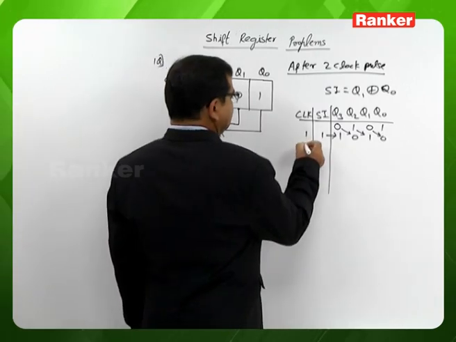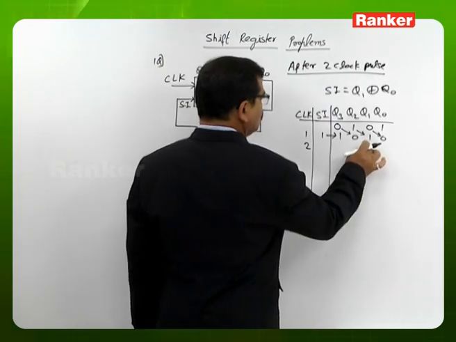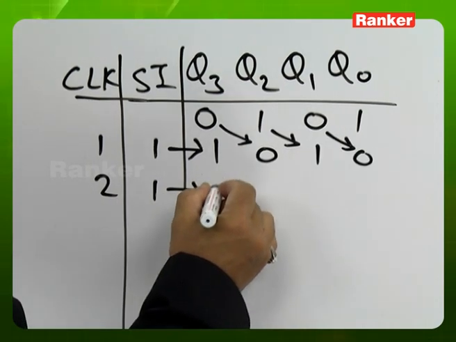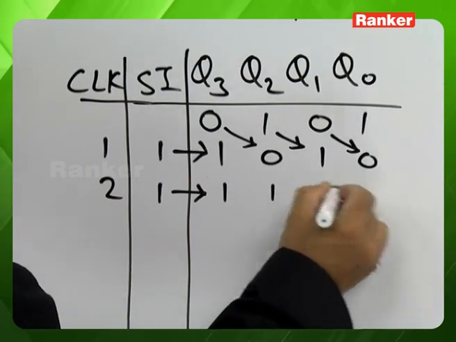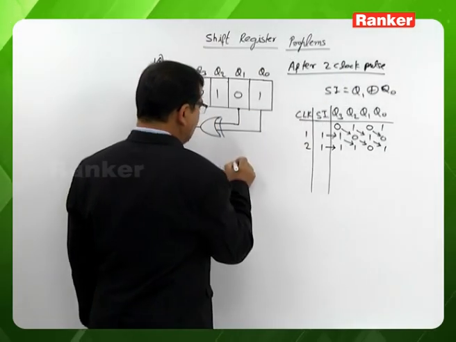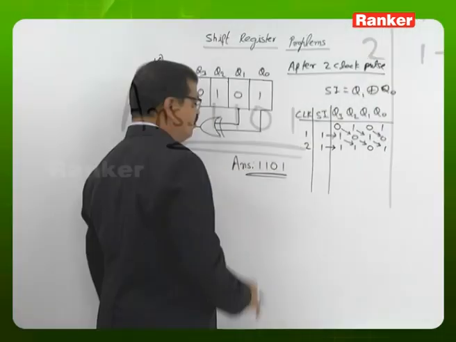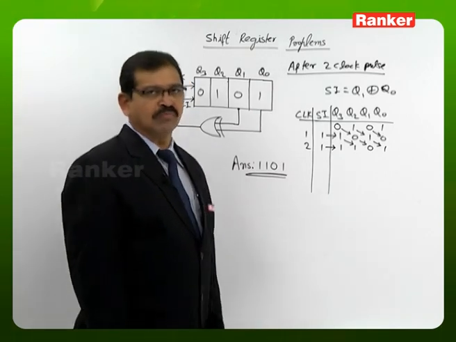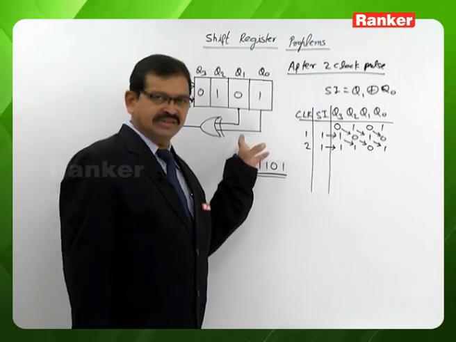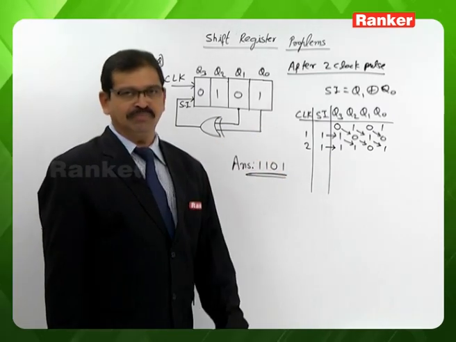Now before the second clock pulse, what is the serial input? Q1 exclusive OR with Q0, 1 exclusive OR with 0 is 1. So after the second clock pulse, we'll have the content in the register as 1101. Hence the answer to this question is 1101. It is the content of the register after 2 clock pulses. It was a question a couple of times in the GATE exam and the IES papers. Of course, not a very difficult question, very straightforward, simple question only.